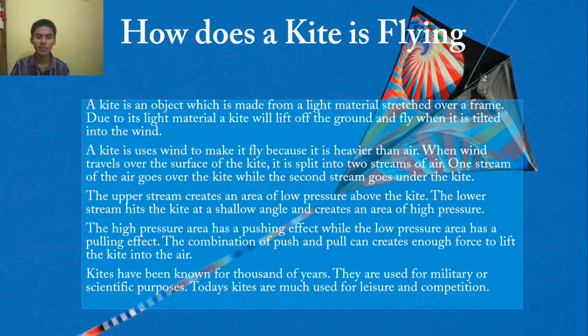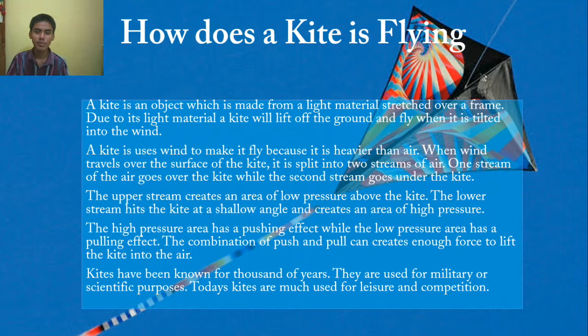Due to its light material, a kite will lift off the ground and fly when it's tilted into the wind. A kite uses wind to make it fly because it is heavier than air. When wind travels over the surface of the kite, it splits into streams of air. One stream goes over the kite while the second stream goes under the kite.